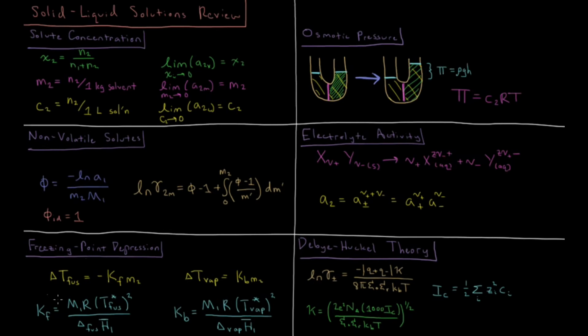And this freezing point depression constant is equal to the molar mass of the solvent times the gas constant times the normal melting point of the solvent squared. This standard T fusion here is just the temperature at which it melts when there's no solute present. And all of that divided by the molar enthalpy of fusion for the solvent. So that is how much heat is absorbed during melting for the given solvent.